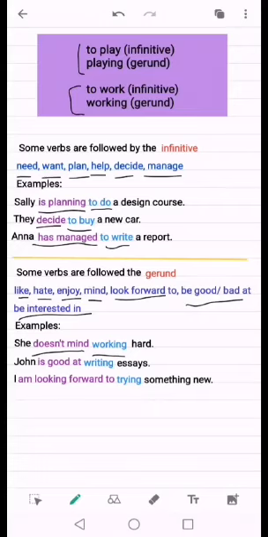Okay? Two, John is good at writing essays. Here we have is good at, okay, and after it we use gerund, which is writing. Three, I am looking forward to trying something new. Here, I'm looking forward to, after it we use gerund, which is trying, okay? Try plus ing, trying, so it's gerund.